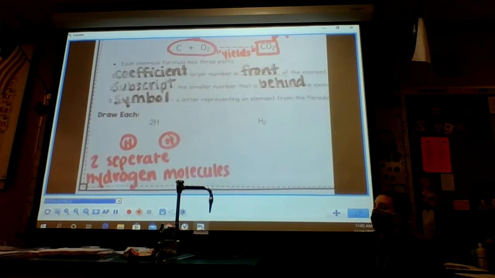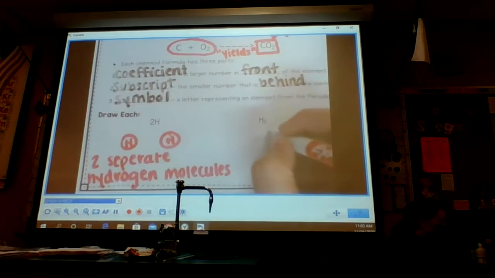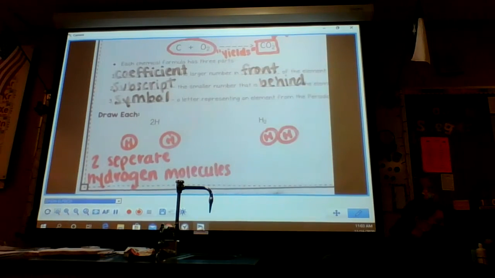What would H2 look like? Like 1 circle with 2 H's. So I'm going to draw it like this, but they're touching. So now I have 1 molecule of 2 hydrogen atoms bonded.